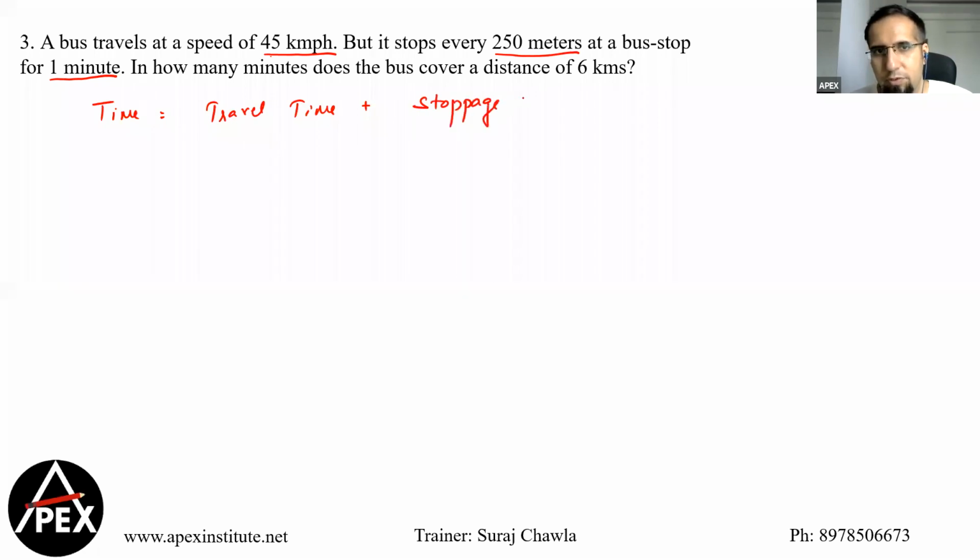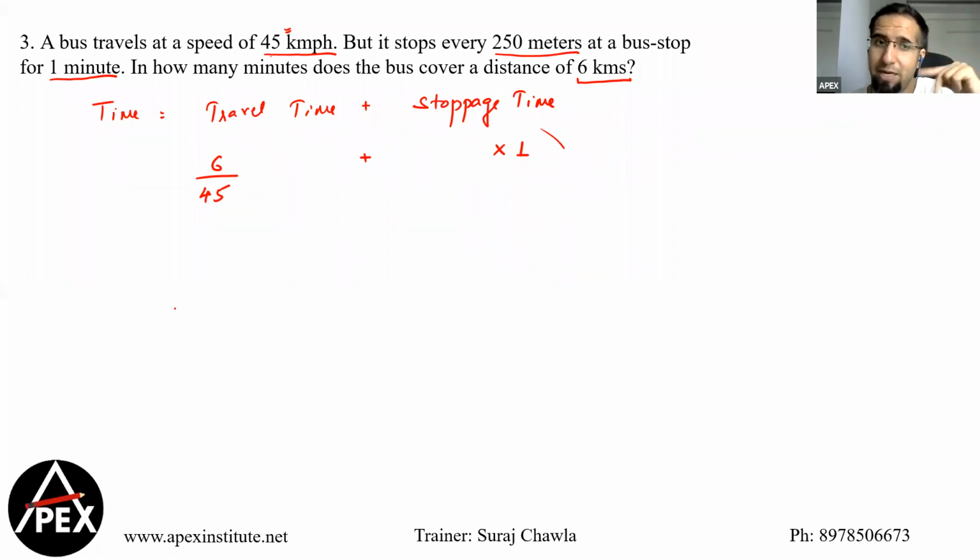Okay, guys. Now when I talk about the stoppage time, I will calculate how many stops the bus is making, into 1 minute per stop. Number of stops into 1 minute per stop. Now, travel time: I know that the bus has been traveling for 6 kilometers at a speed of 45 kilometers an hour. So, time is equal to distance by speed.